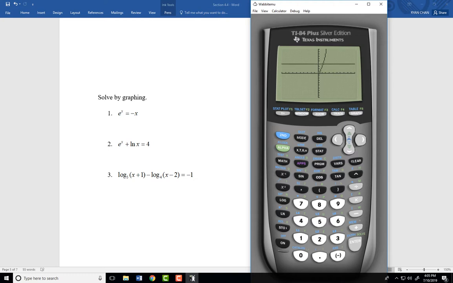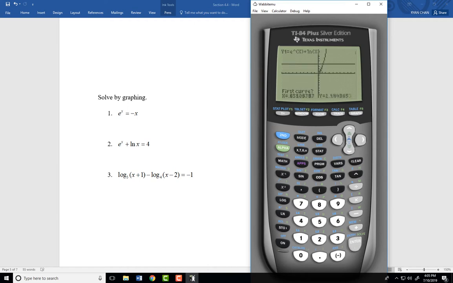Okay? And I always want to see where they intersect. So if you notice, my 2 graphs cross at this particular point. That point is actually my answer. So how do I do this? I'm going to do second trace, and then I'm going to go to option 5.